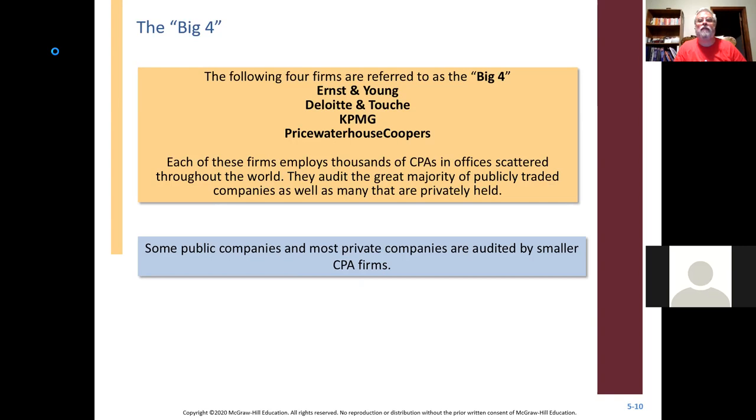But there are many other accounting firms that exist: national, regional, local. And a lot of accounting firms that are labeled local, you may think of them as just doing tax returns. Yes, many accounting firms will specialize in the preparation of taxes, but when we look at accounting firms, their primary focus is in the auditing, the review of the financial statements to make sure that they fairly present the situation that's being communicated through the financial statements. And as you can see, some public companies and most private companies are audited by smaller firms, because I will tell you, these four firms, their services don't come cheaply.